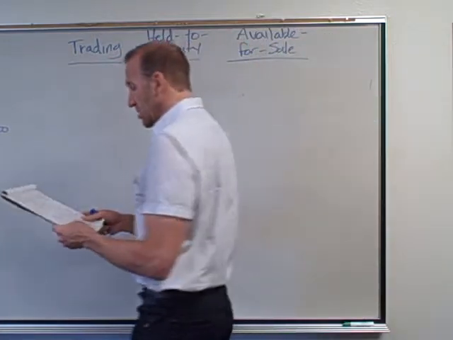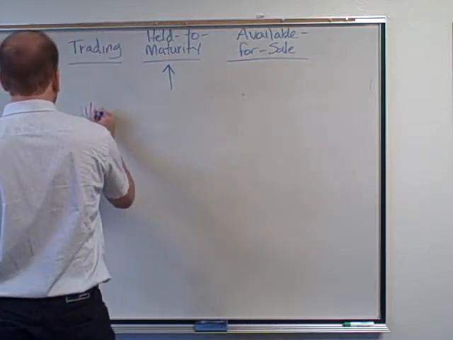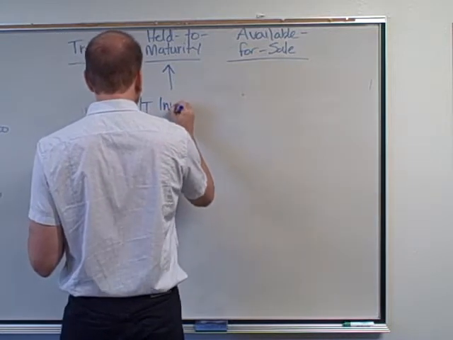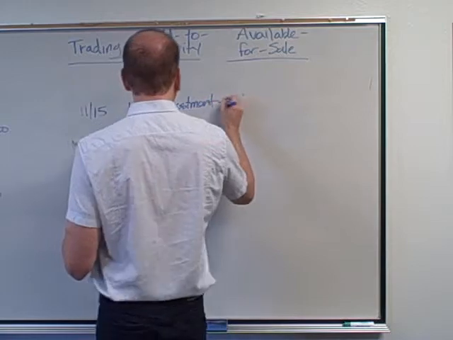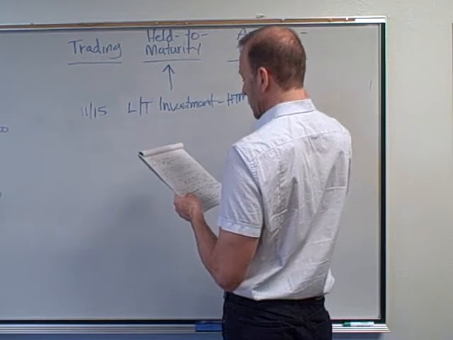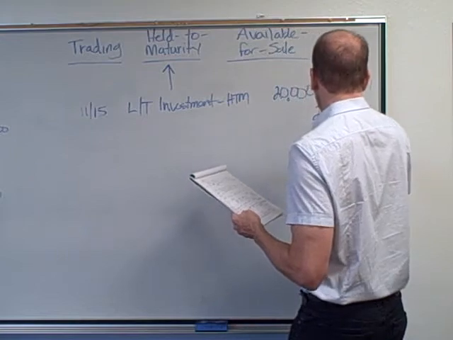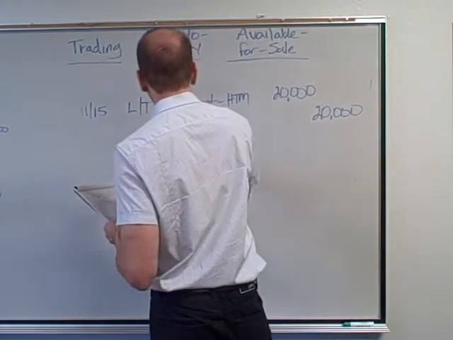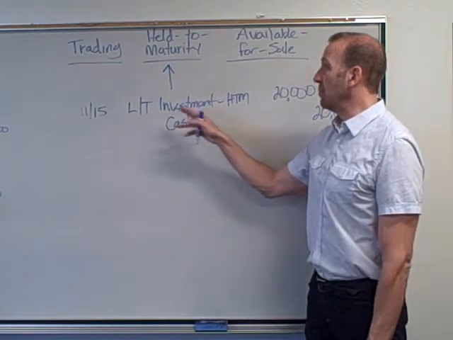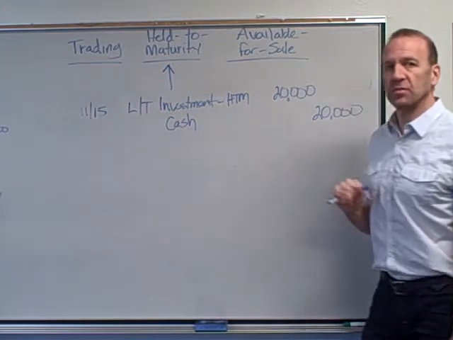So for example, if we were to purchase this for $20,000, let's say this is on November 15th, we would have, in this case, let's say it's a long-term investment, held to maturity. I'm going to abbreviate held to maturity, and let's say it's $20,000, and we would have paid cash for it. So this is how we record a held to maturity investment. Long-term investment, we're planning on holding it for the long term, held to maturity, $20,000, cash, $20,000.